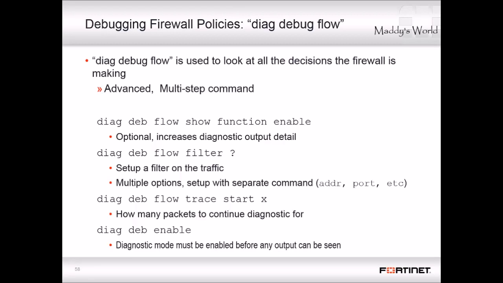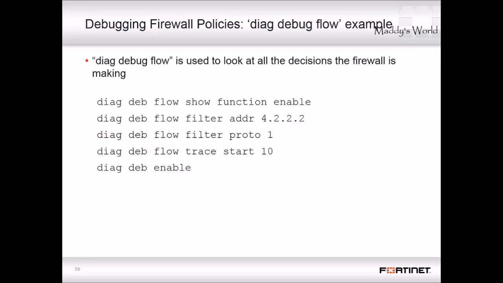Next, you specify that the diagnostic should start and continue for a specific number of packets. Finally, in order to see any diagnostic output, you need to enable debug mode. This is an example of setting up a diag debug flow command. The first line states that the debug output will include details on the function the FortiGate called in order to execute the action. Second, an IP address was specified.